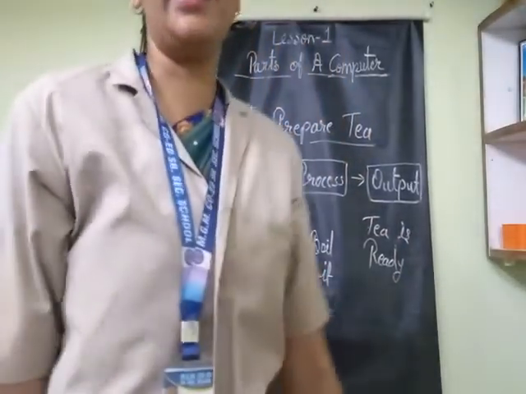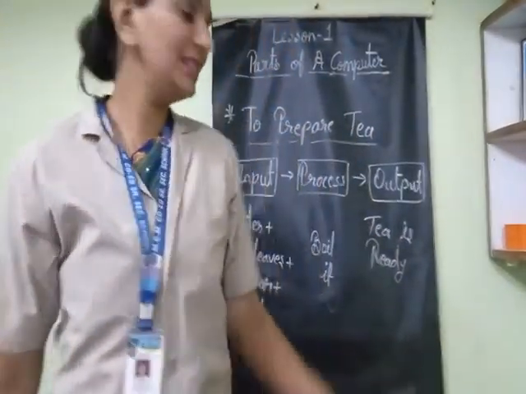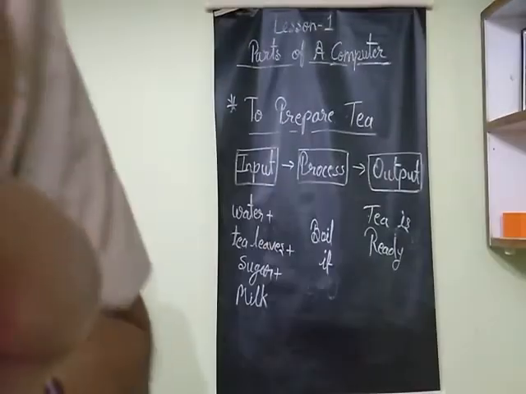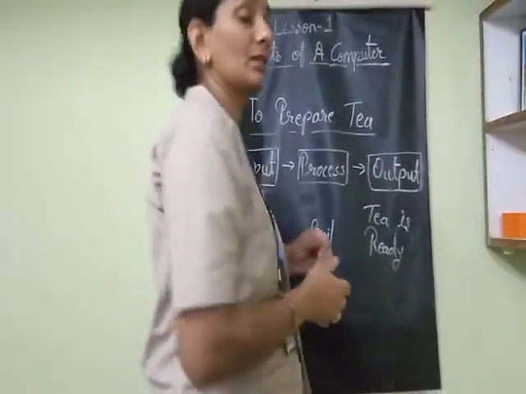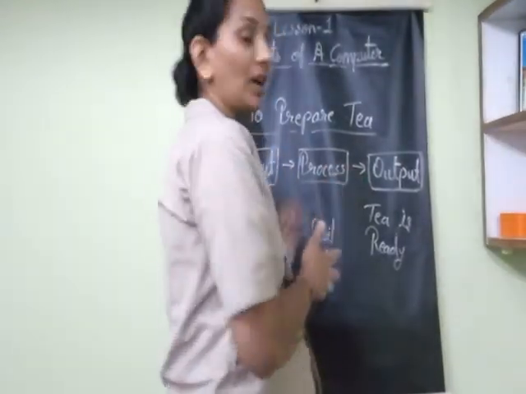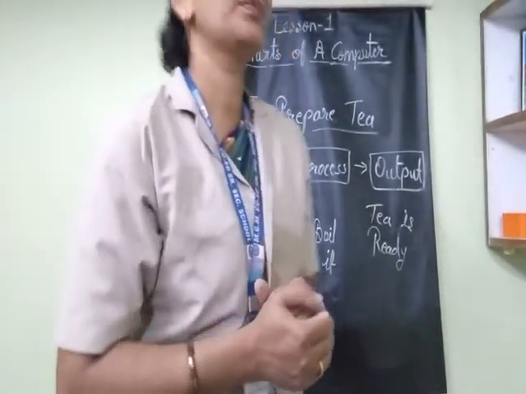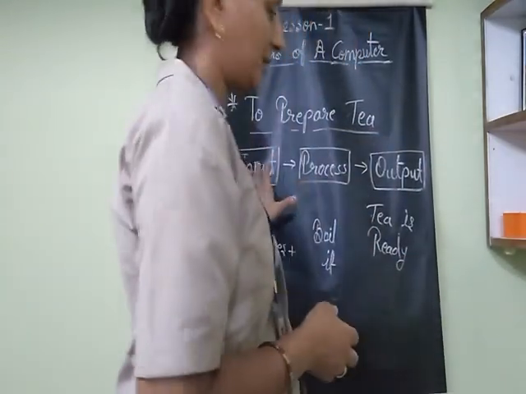Tea is ready. So, have you all got this input process output cycle? Okay students, have you all understood? After this real life example, before starting the next topic, we will revise all the topics we have learned today by picture. Okay, so let me start.